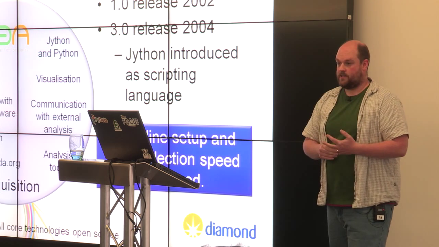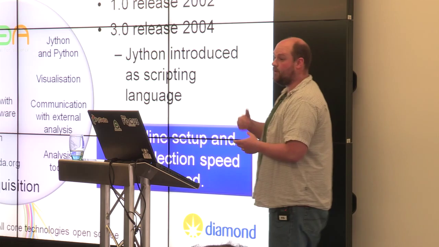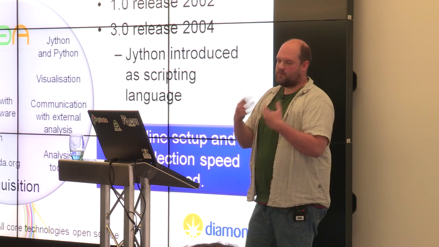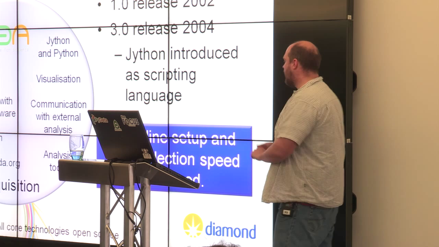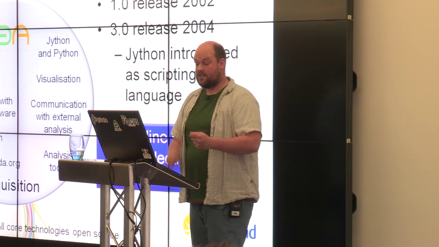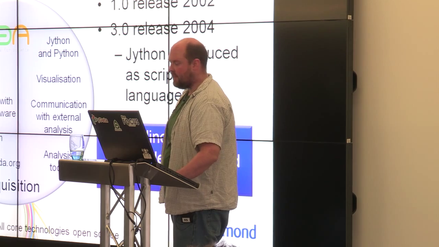And Python was picked as the language because it sat neatly on top of Java, allowed you to access all the Java objects behind the scenes, and it was relatively simple syntactically. People could get the hang of it. What this meant was that we ended up with much, much faster beamline setup times, and data collection speeds were increased. It made it a lot easier for people to use the equipment.